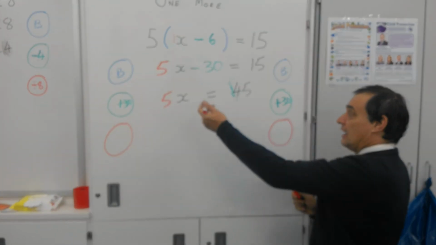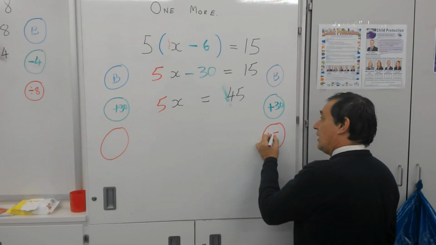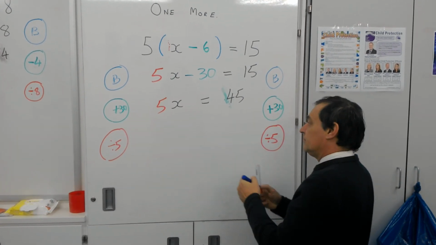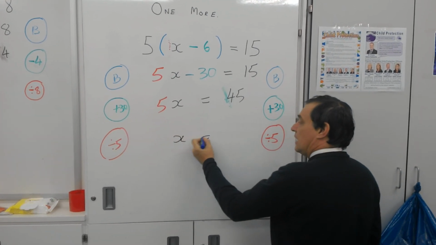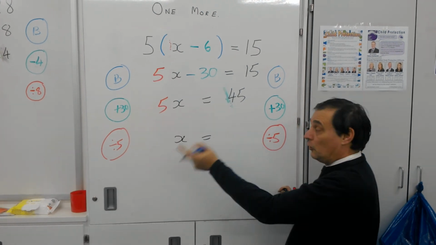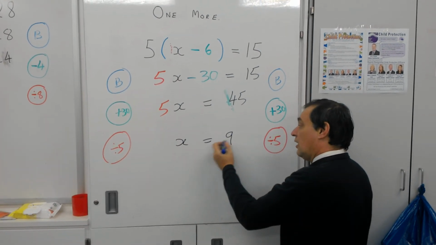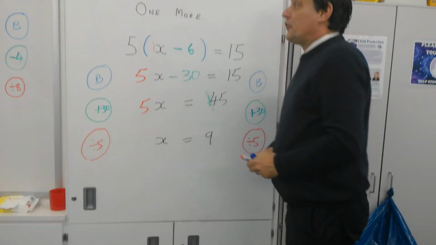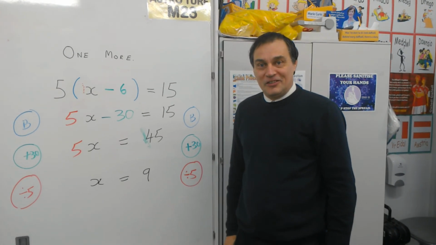Okay, finally then, we've got to divide by 5 here, and we will have an x, and that will be equal to, how many 5s make 45? The answer is 9. So we've got x equals 9 as our solution for that one. Okay, so that is how we do three-stage equations.